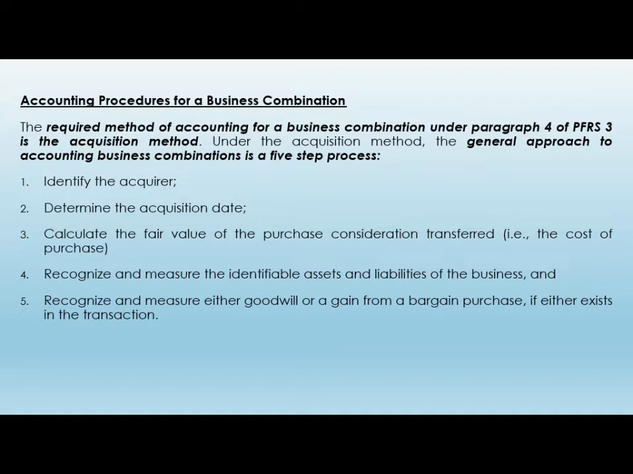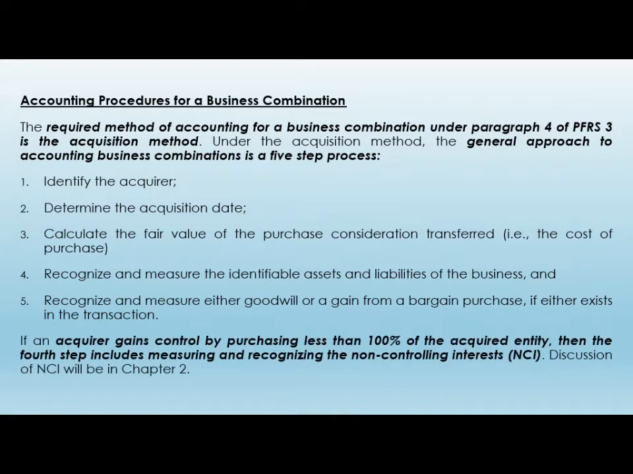So if an acquirer gains control by purchasing less than 100% of the acquired entity, then the fourth step includes measuring and recognizing the non-controlling interest. The discussion of non-controlling interest will be in chapter 2. So we will focus more on the acquisition for this chapter.